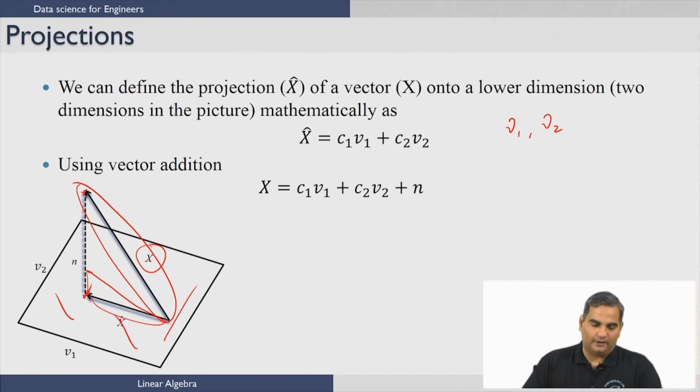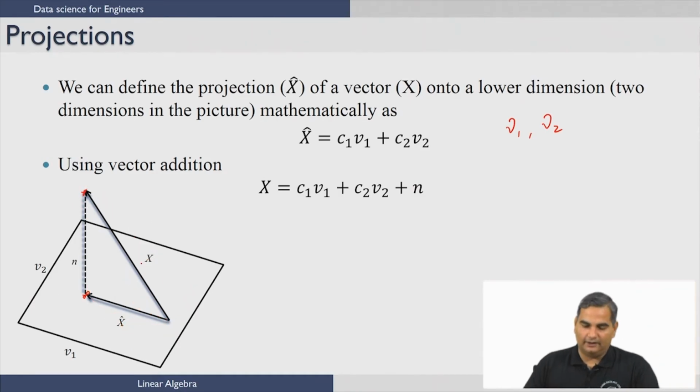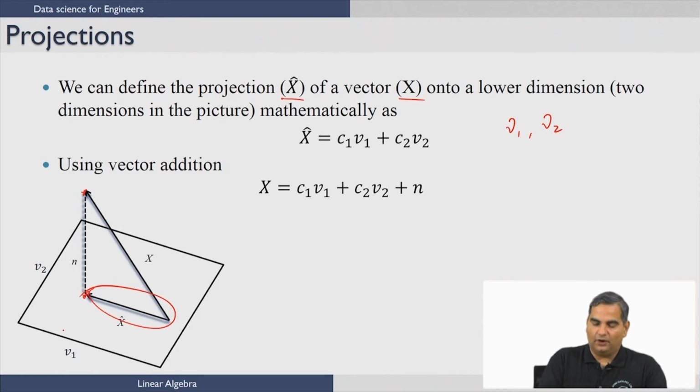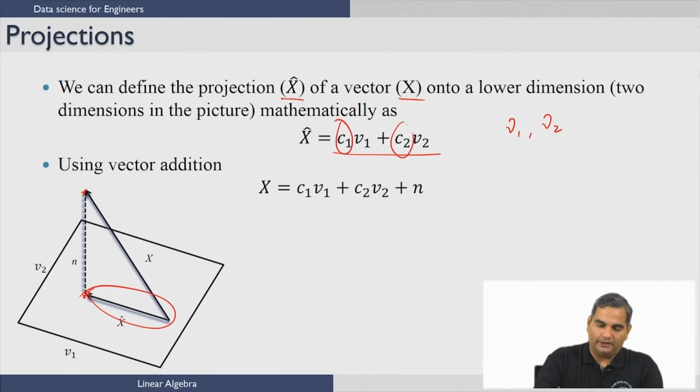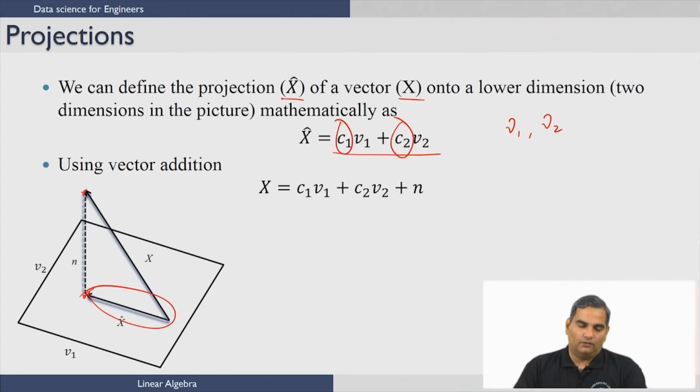So, how do we explain these concepts mathematically? We do that here. First, x hat is the projection of x onto a lower dimension, in this case 2 dimensions, and since x hat has to be in the lower dimension, we already know that it can be written as a linear combination of nu 1 and nu 2. So, x hat is c 1 nu 1 plus c 2 nu 2. The c 1 and c 2 are yet to be determined. So, we do not know what those are. We are going to try and determine these two using this idea of projection.